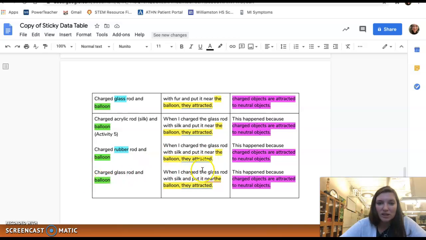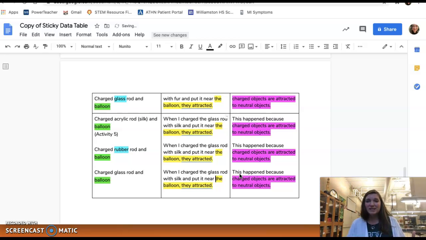Glass rod and balloon, they attracted. So it doesn't really matter what kind of charge is there. If there's a charged object and an uncharged object, they're going to attract, okay? So that's it.